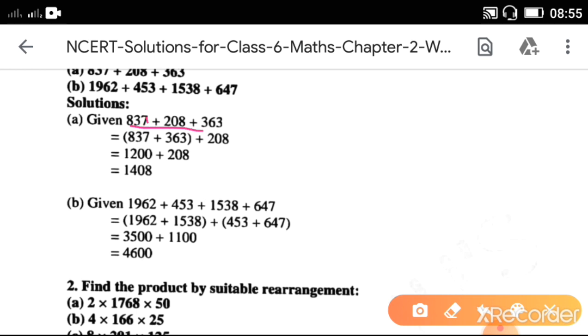So it's better to add first 837 and 363. You will get 1200. Then you can add this 1200 to 208. That you can add them easily.